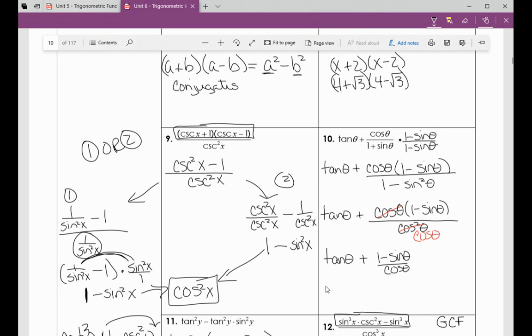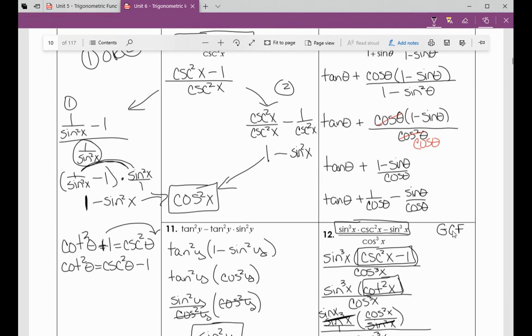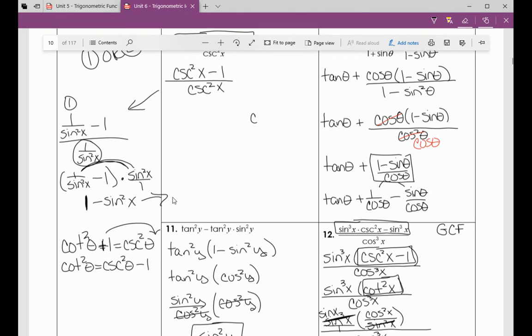Watch what happens when you split the fraction. I get 1 over cosine minus sine over cosine. When I split that fraction, I get the 2 parts. Now, a couple of things you can do here, and I'm going to have to go back over here because I have written too big and I'm running out of space.